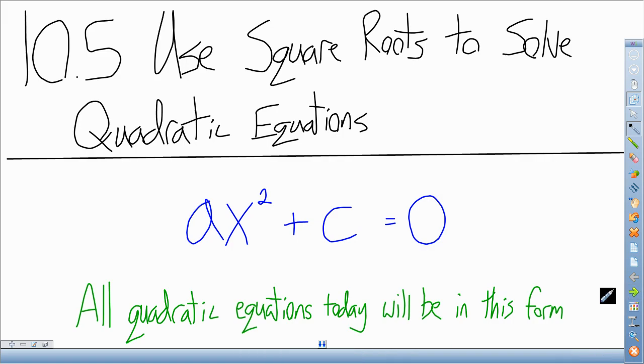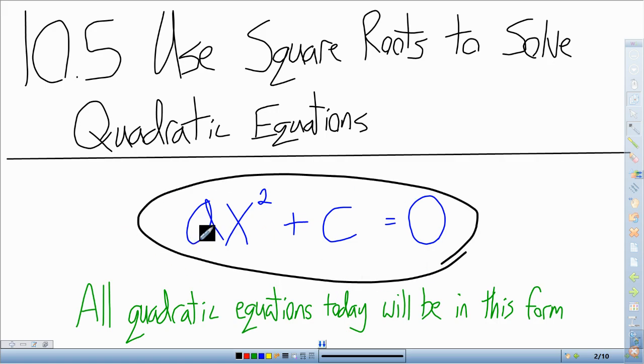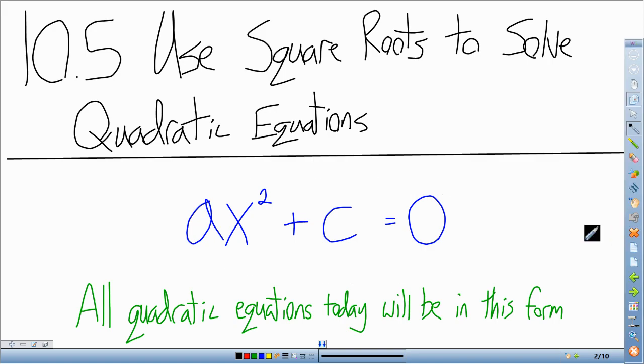So let's get into what we're doing today. Today the form of our equations are all going to look like this: ax squared plus c. If you notice, this is missing the bx value that's normally in the middle of our quadratic. So I'm going to have you go ahead, get the title, copy this slide, and then we'll get into it.